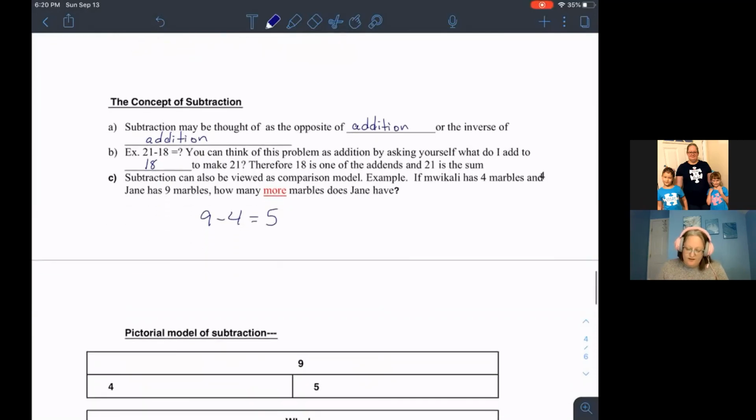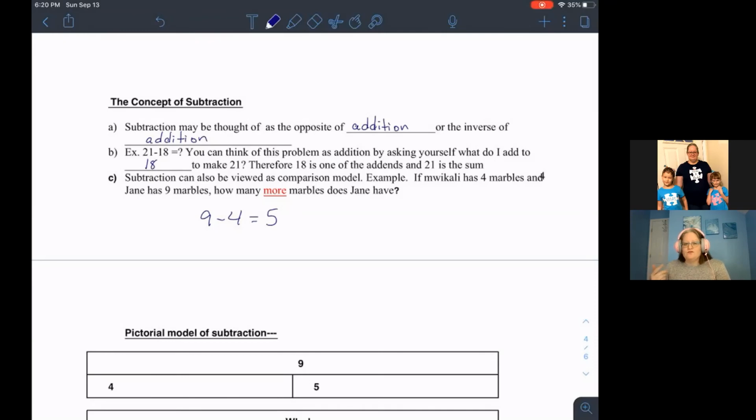Okay, so next we have the concept of subtraction. So A, subtraction may be thought of as the opposite of addition or the inverse of addition. So B, the example would be 21 minus 18 is equal to what? You think of this problem as adding by asking yourself, what do I add to blank to make 21? I know a lot of times when I'm subtracting, I start at the lower number and I count up to the higher number. So I'd say 18, 19, 20, 21. So the answer, 21 minus 18, would be 3.